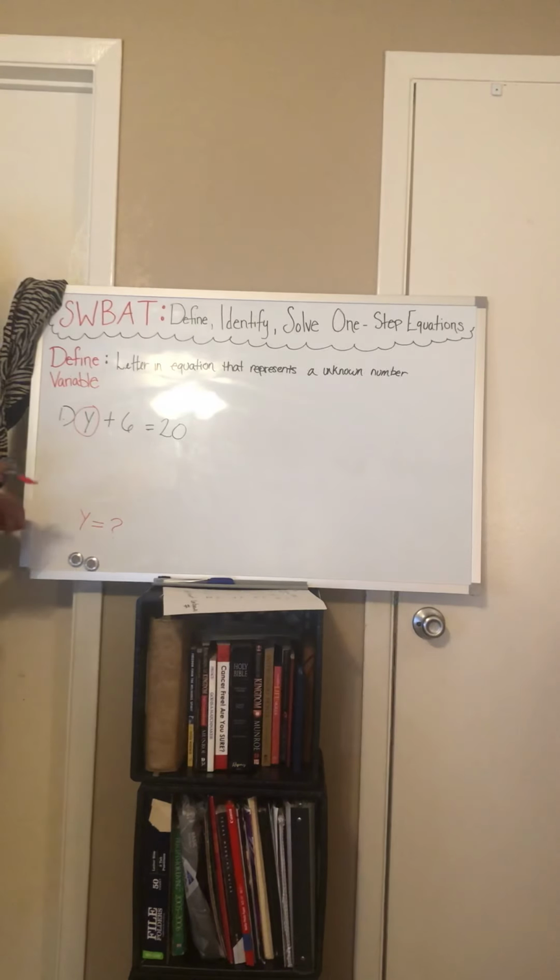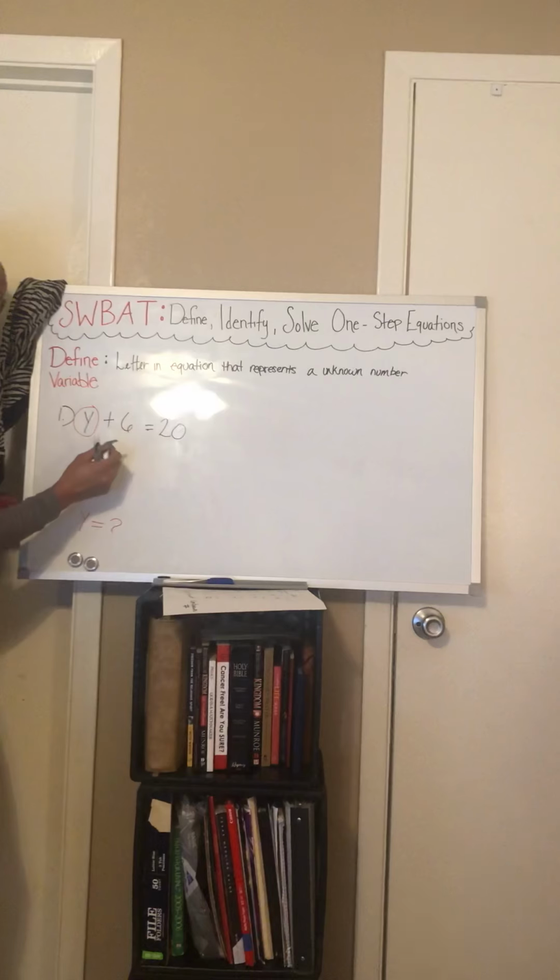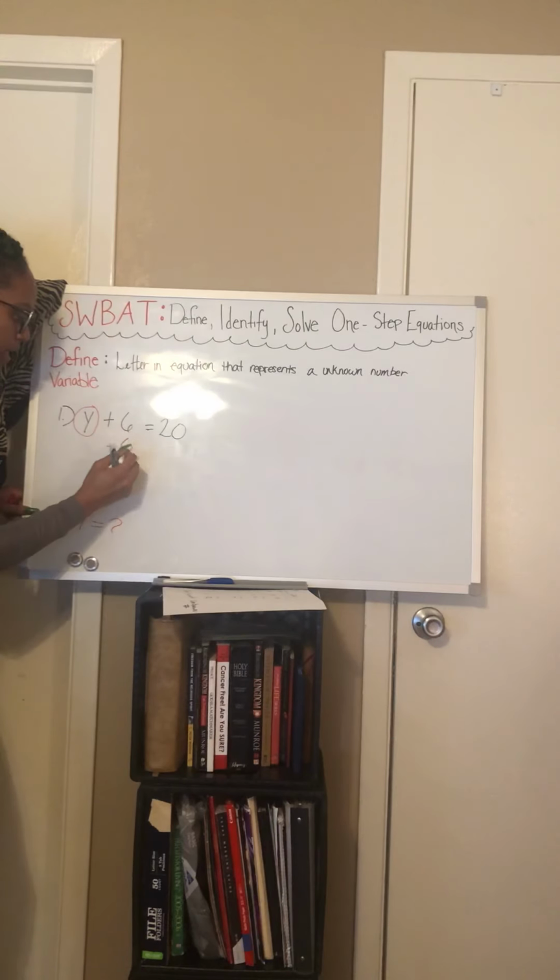So in order to do that, we cannot have this 6 on the same side with the y. Who in here may have an idea on how to get rid of this positive 6? Elena? Yes, ma'am. Correct. We would subtract. Well, why do we want to subtract the 6? Well, to get rid of a positive 6, we want to subtract a 6. So we're going to go ahead and take away 6.